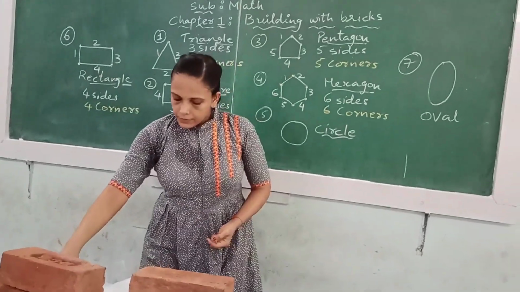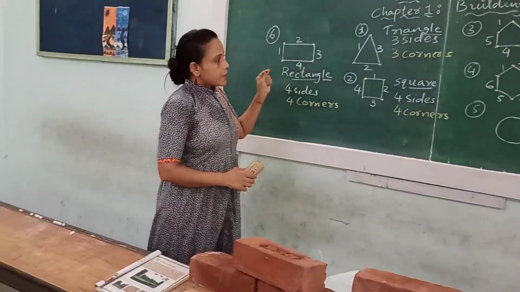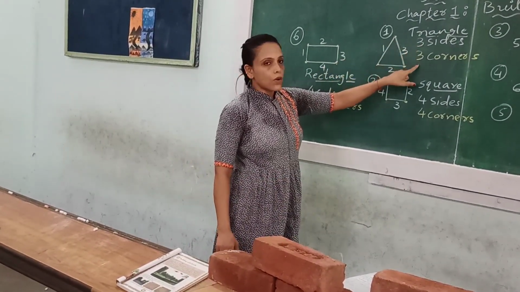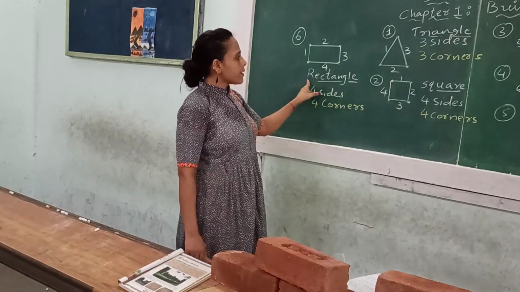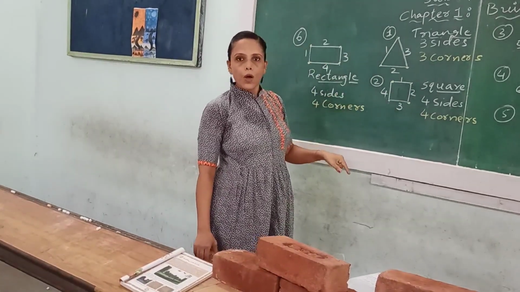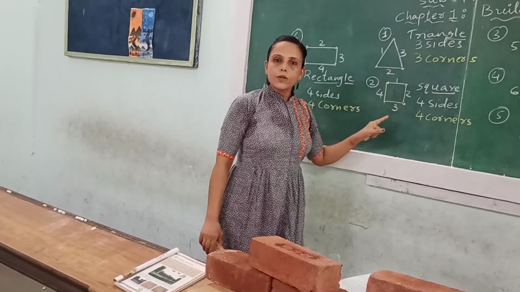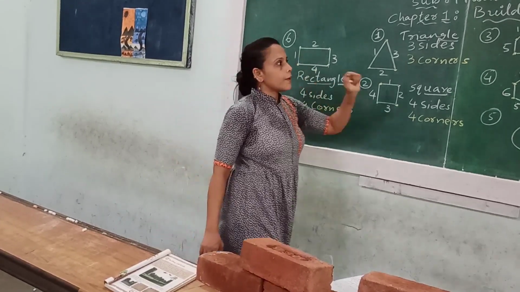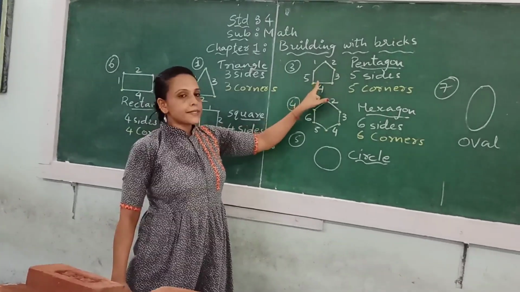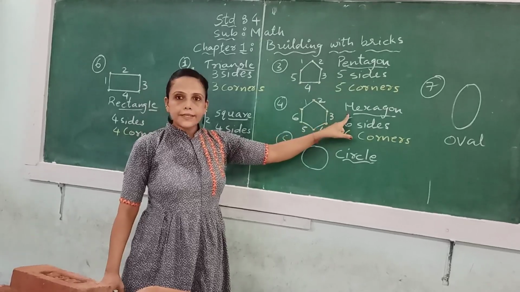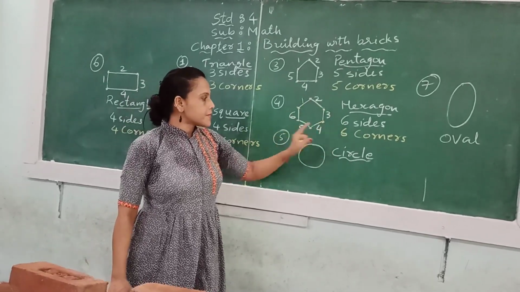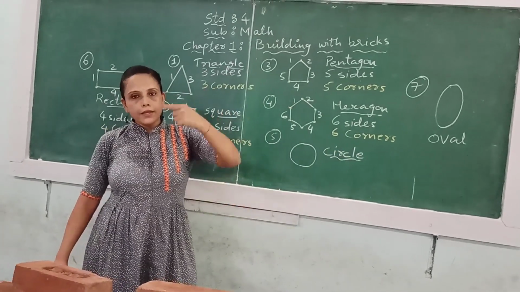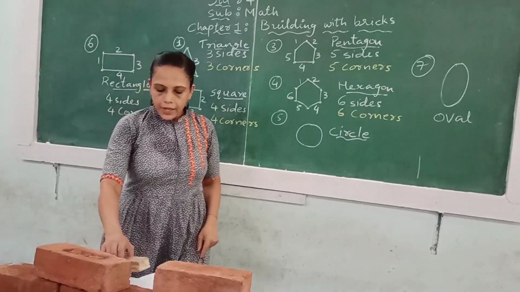Now, just look at this once again. Triangle, it has 3 sides, 3 corners. Square and rectangle have 4 sides and 4 corners. Square has all 4 sides equal and rectangle has opposite sides equal. Pentagon has 5 sides and 5 corners. Hexagon has 6 sides and 6 corners. Circle and oval don't have any sides and corners. They are just closed figures.